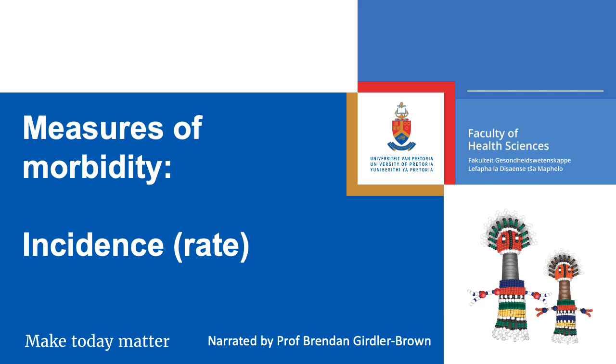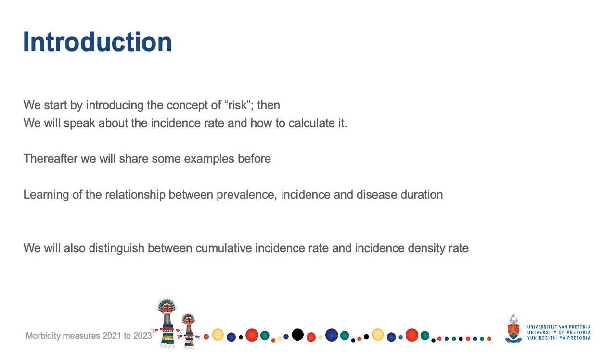We now turn our attention to incidence rate, which is now a rate. And so if you want to get a rate, this is a suitable way to do it. In the second video, I'm first of all going to just talk very briefly about what we mean by risk, because we use the concept when we speak about incidence rates. And then we'll speak about the incidence rate and show how to calculate it before sharing some examples.